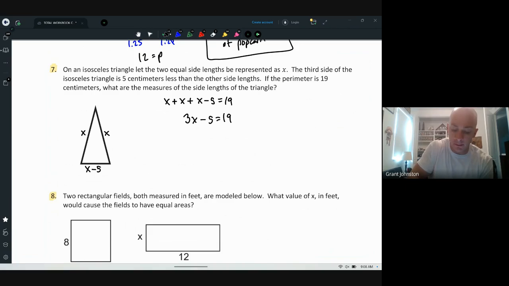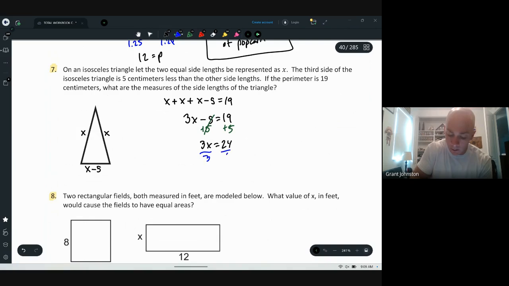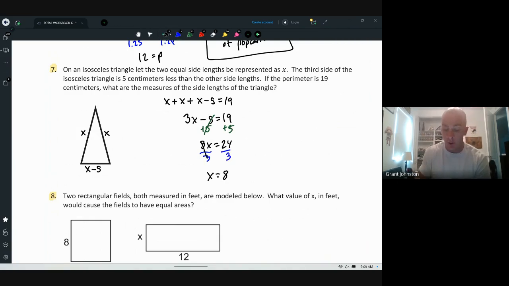Two steps. Add 5 to both sides. That'd be 24. Divide by 3. It's going to be 8. Okay. So x is 8, but be careful, because that's not what the question's asking. I'm going to underline that. It's asking what are the measures of the side lengths.